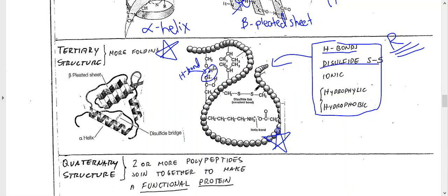Disulfide bridge or disulfide linkage right here in the middle. Ionic bonds, you're looking for a positive or a negative charge, not a partial, a full-on positive or a full-on negative charge. So here's an ionic bond right here. It's actually labeled for you. The oxygen here is negative, and the nitrogen there is positive.